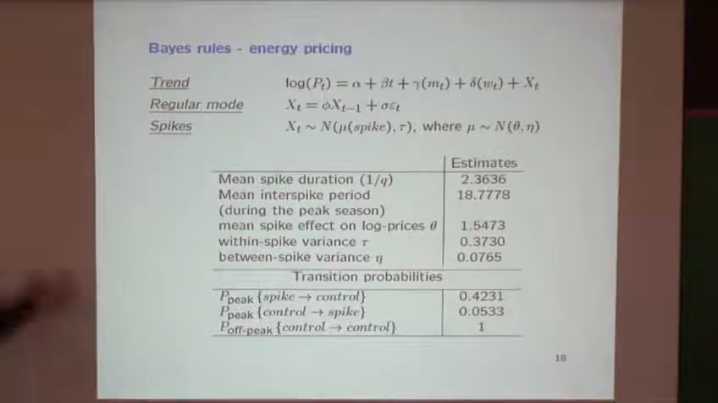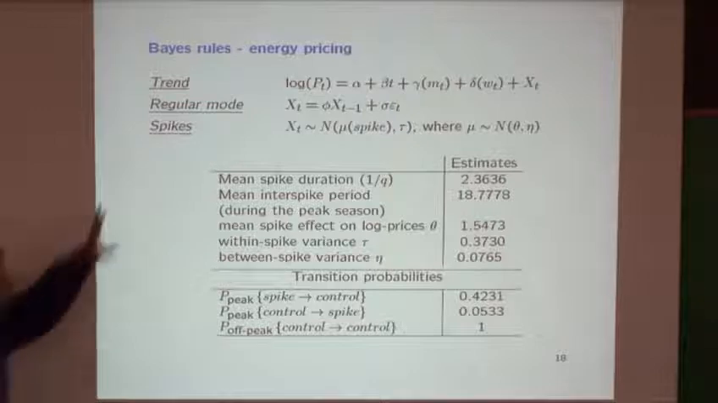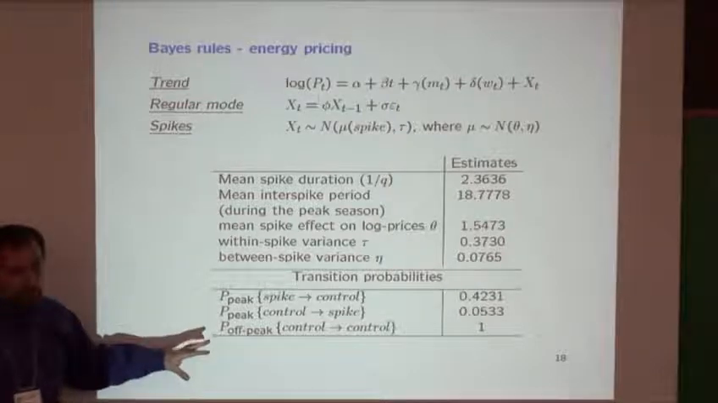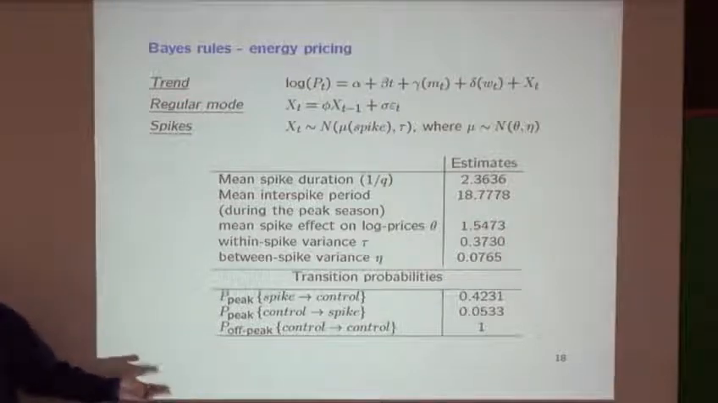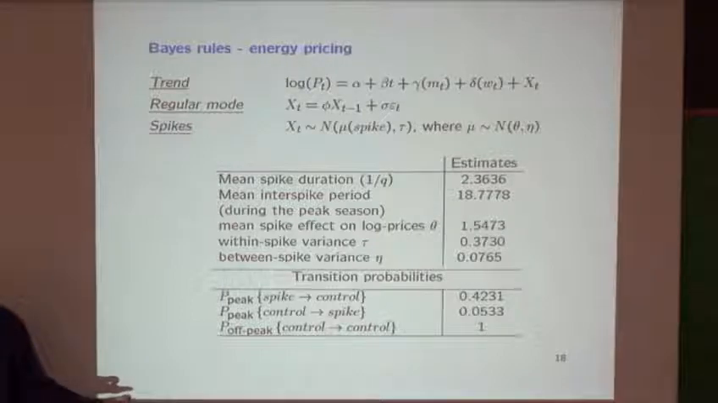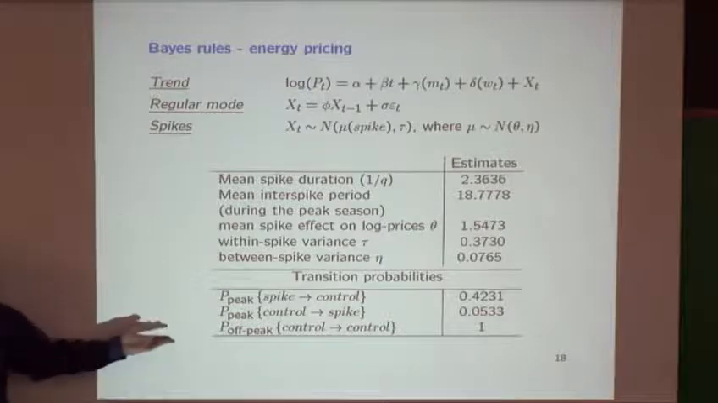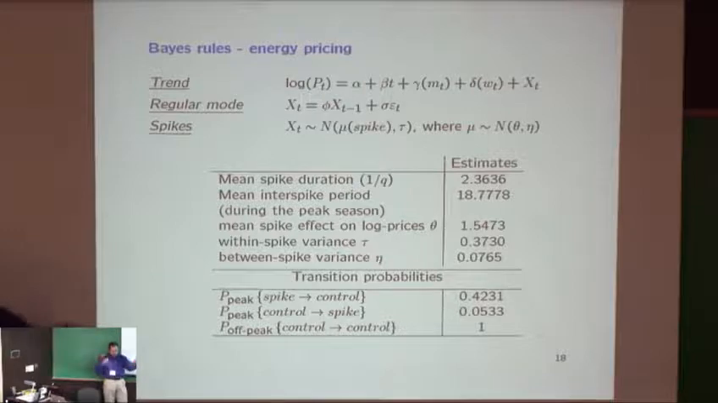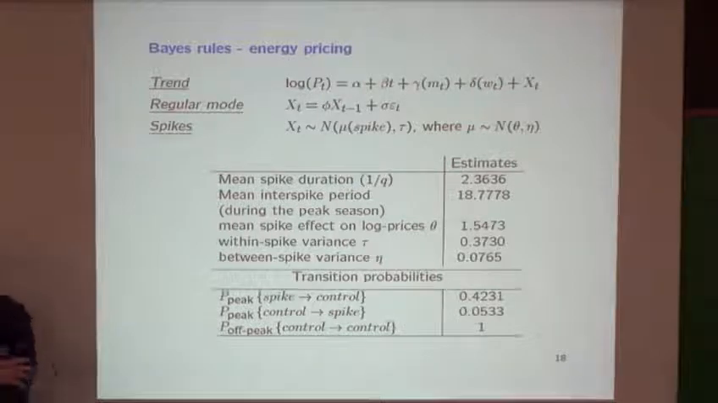The other thing, for instance, with energy prices, there are lots of nuisance parameters. So this Bayes rule did not allow nuisance parameters. The way I did it, I estimated them, plugged them into the process, and then pretended that those were the actually true parameters, which is the naive empirical Bayes way.